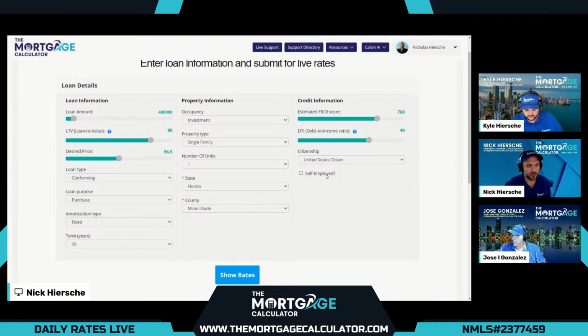Conforming conventional will be our first option. It will be exactly the same as all our other demos. The only thing we've changed here is the occupancy to an investment property. So let's see what conventional is looking like this morning.